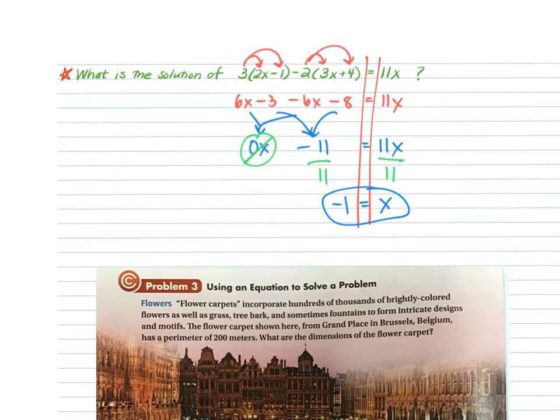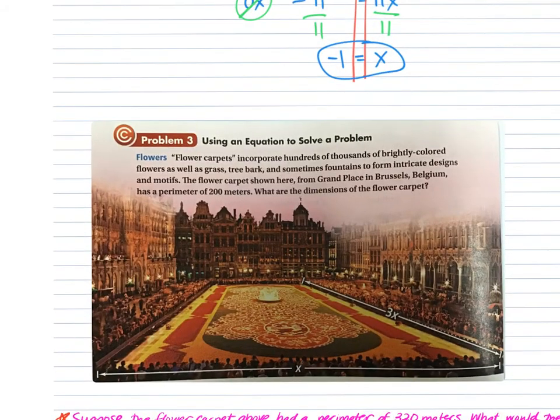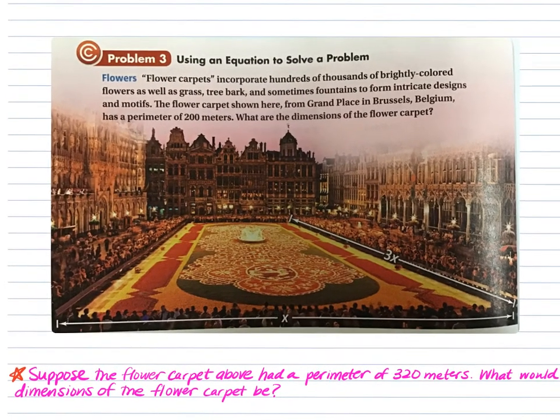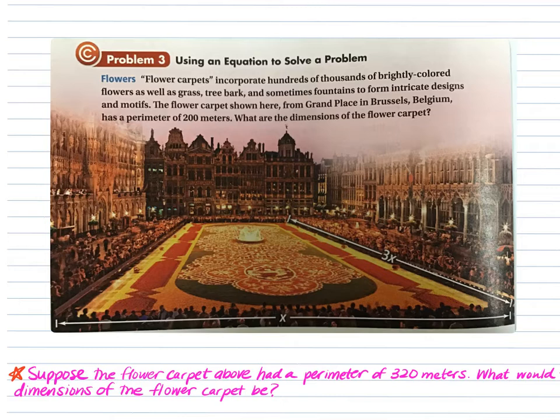You have to distribute on both sides. Combine like terms, the 6x and this negative 6x goes away because it goes to 0. And then this becomes a negative 11, and when you divide that by 11, you get negative 1. Okay, so let's put words to these problems. So in this problem, it says flower carpets incorporate 100,000 brightly colored flowers, and so on.